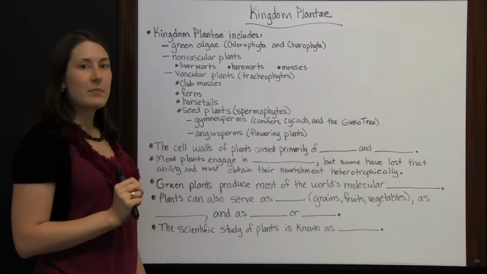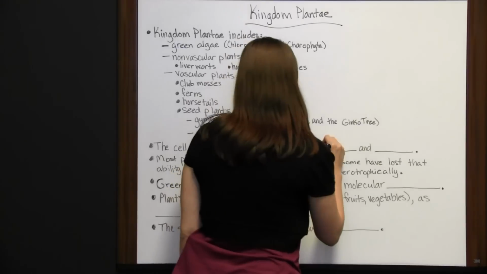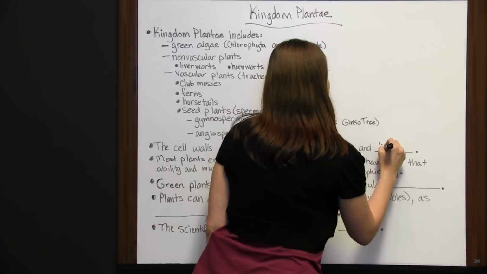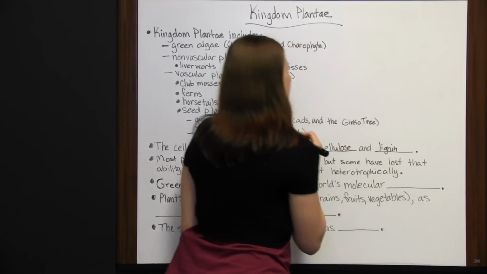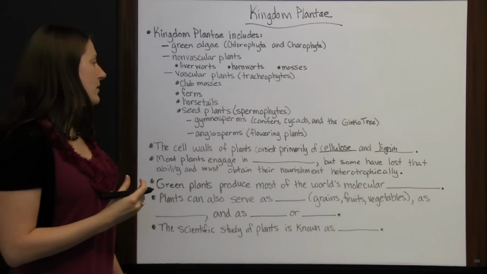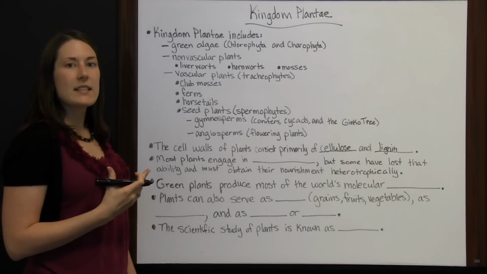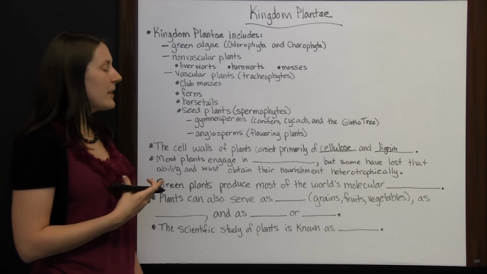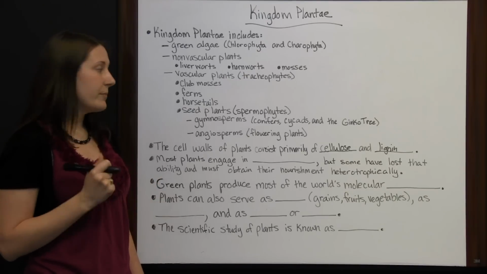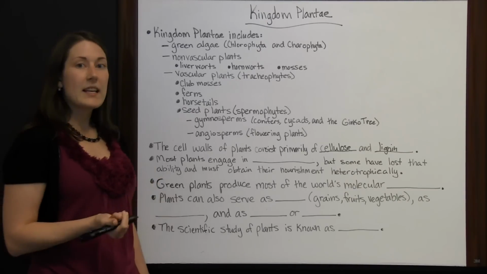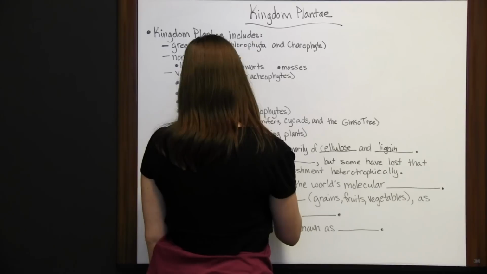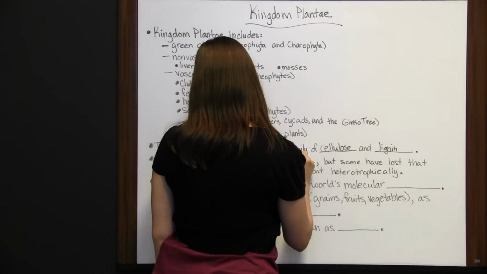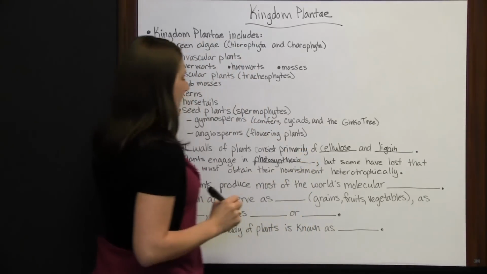The cell walls of plants consist primarily of cellulose and lignin. Lignin gives structure and strength to a plant cell wall, especially in trees, and it plays a large role in conducting water through the plant. Most plants engage in photosynthesis, which is where plants take in energy from the sun and use it to carry out their own processes.